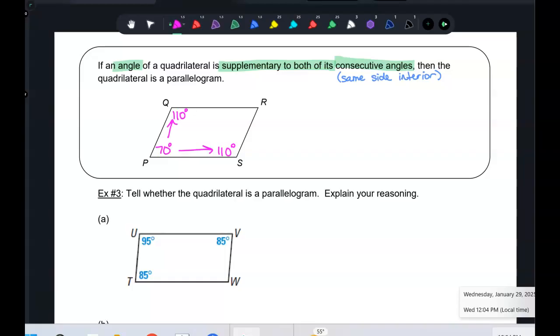Does it have to be a parallelogram? Yeah, exactly. Because then automatically that fourth angle has to be 70 degrees.